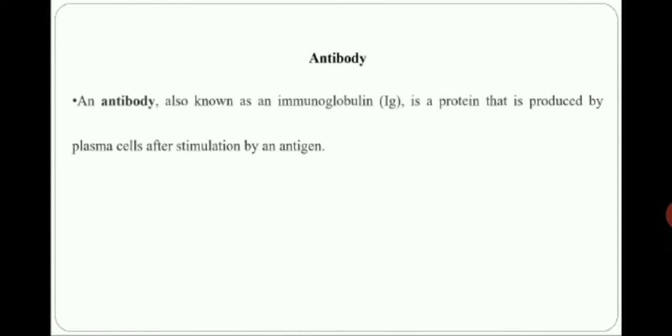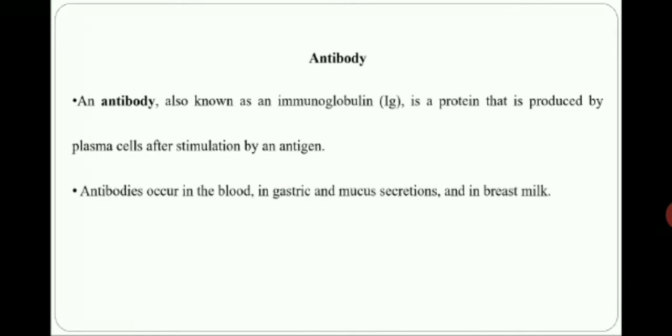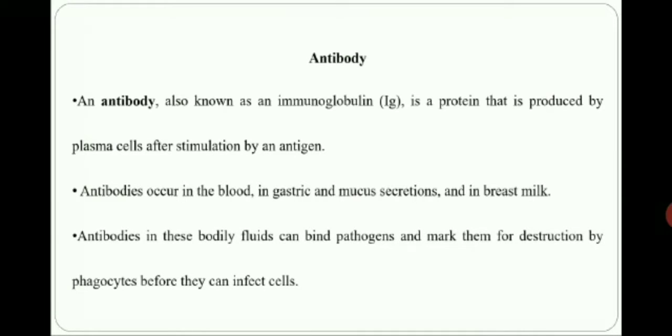Now, antibodies are also known as immunoglobulins, and these are the proteins which are produced by the plasma cells after they are stimulated by an antigen. Antibodies occur in the blood, in gastric and mucous secretions, and they are also present in breast milk. Antibodies present within these fluids or secretions can bind the pathogen and carry out the destruction of this pathogen before it can infect cells.